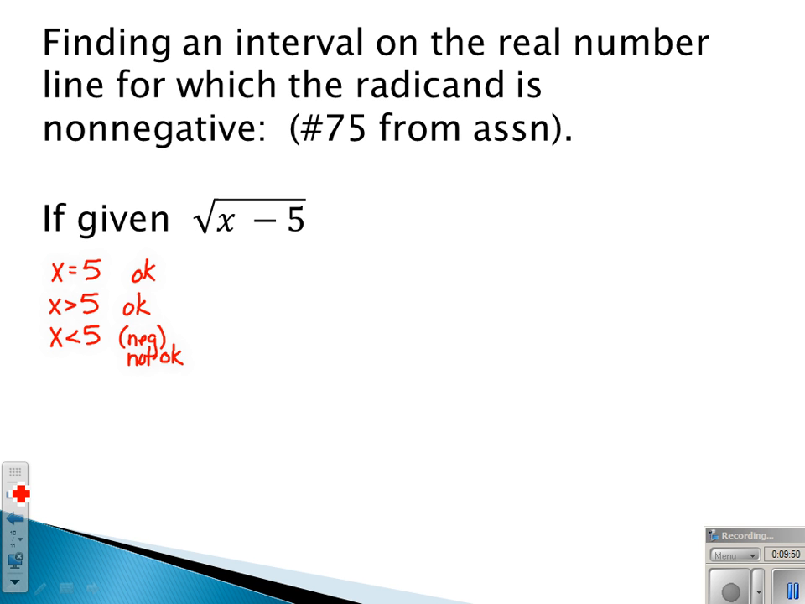Okay, so how would we show that with interval notation? Well, the lowest our number can be is 5. And it can be 5 itself, so we use a squared off bracket. Then we can go as high as we want. So that will go up to infinity. And that's what it'll look like.